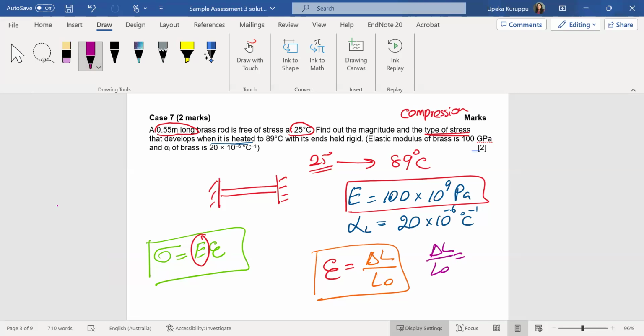In thermal expansion coefficient, what is the relationship between linear thermal expansion coefficient and this one? Do you remember this? Do you remember this one from last week? Remember or not?